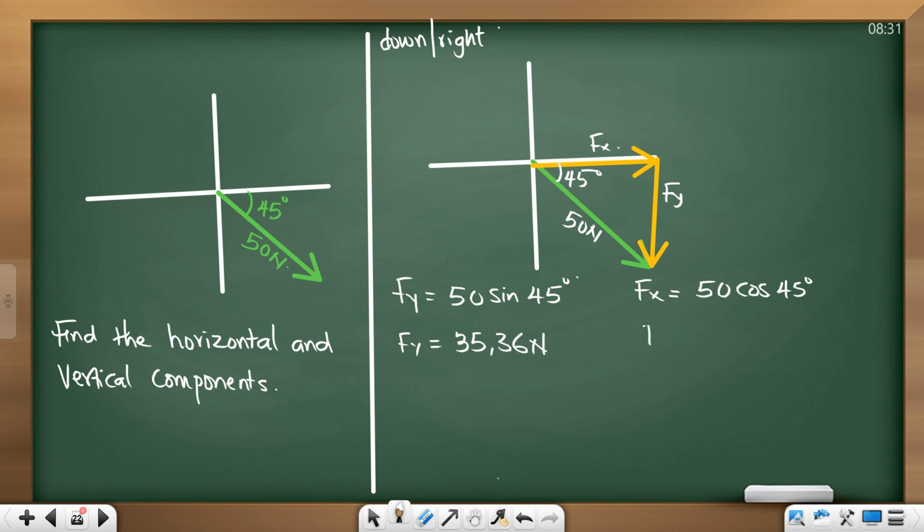35,36 newtons, and Fx, they are the same, because sine 45 and cos 45 are the same. Thank you, guys. I hope it makes sense. I see Tebo giving me a negative there. That's okay. You're telling me that you understand that it's going down. But this time around, I'm just looking for components.